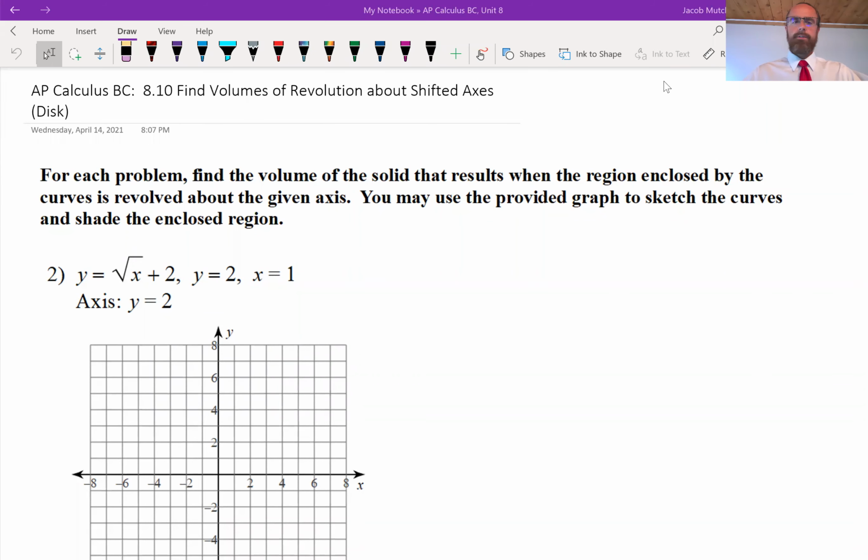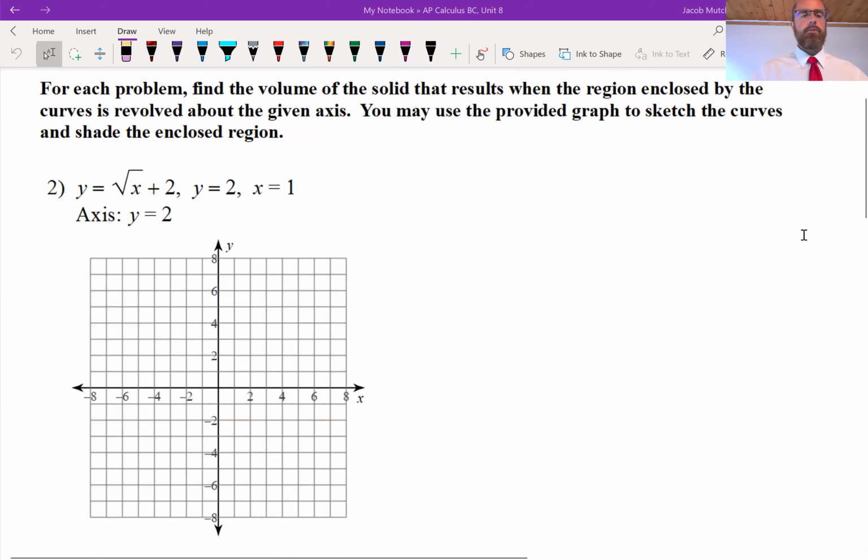Welcome to Calculus. Today we will investigate how to find volumes of revolution about shifted axes, and we'll be using the disk method. Let's take a look at two examples. Our first example is the function y equals the square root of x plus 2, and we're interested in the revolution created by the solid enclosed by that function and the lines y equals 2 and x equals 1, and we're going to revolve this portion of the function around the axis y equals 2.